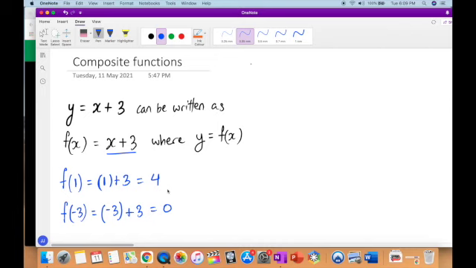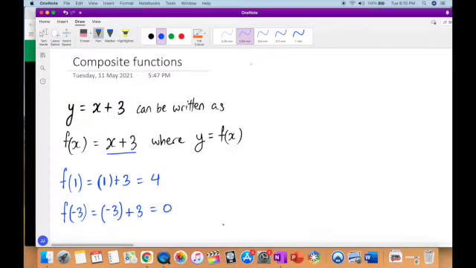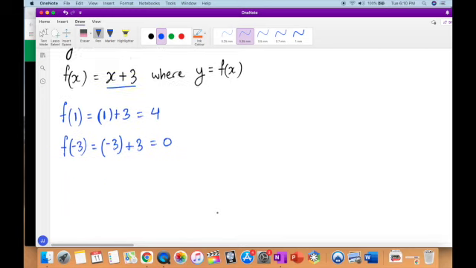Scotia and Caitlin, do you understand what the f of 1 and the f of negative 3 mean? Yes. All right. No rush, no rush. You can take your time, right? I'll wait. We'll wait for you. It's just the three of us here, so it's all good, right?